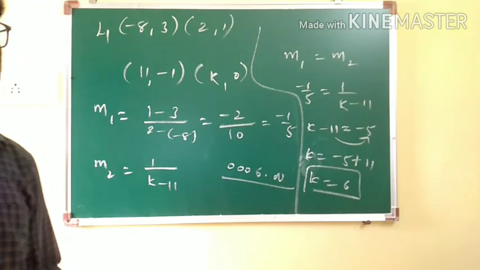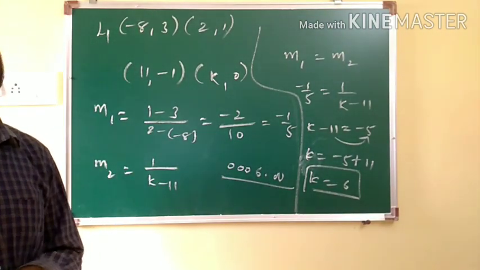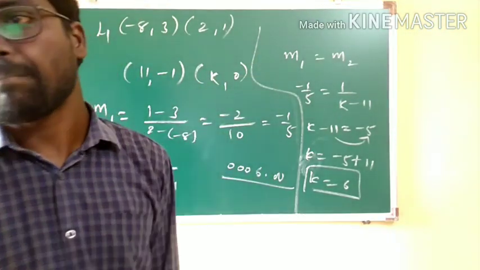What is the concept involved in solving this problem? A very basic concept is involved: we took the slopes of the lines and equated them to get the value of k.